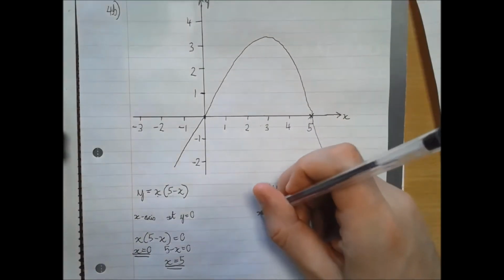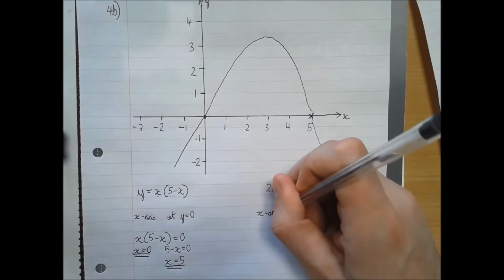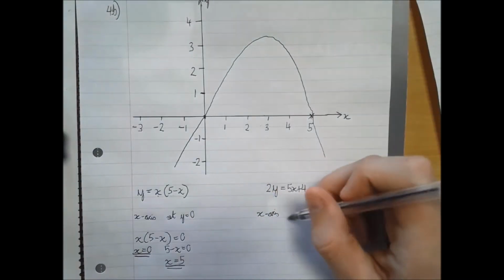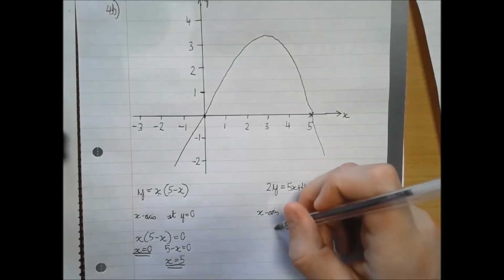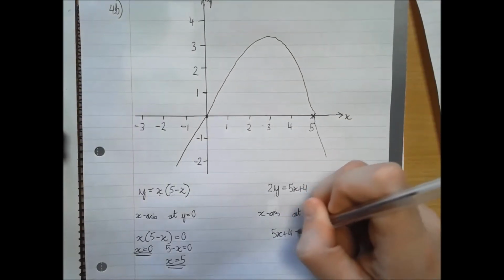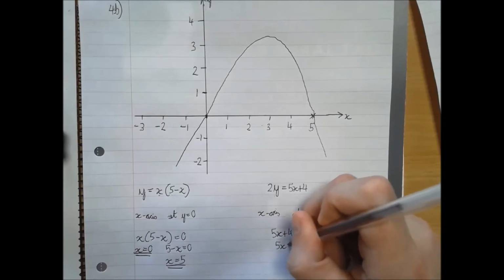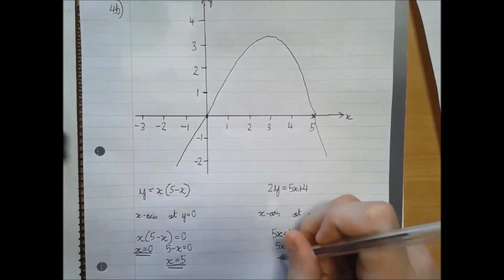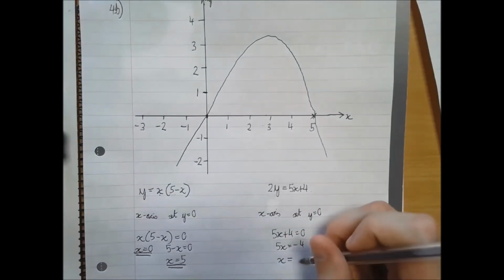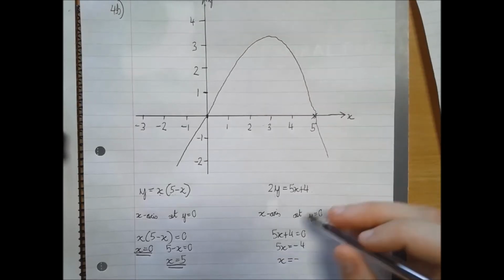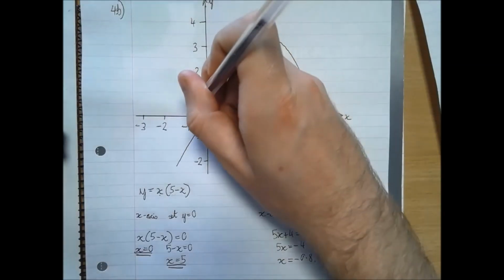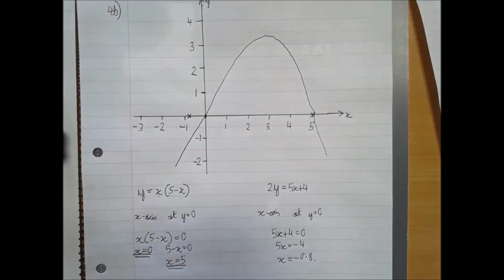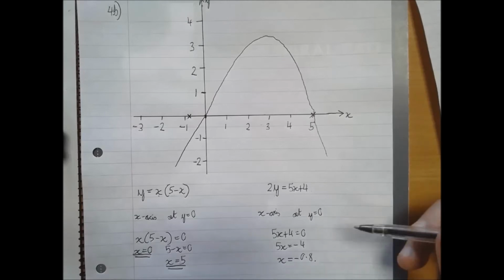Okay, we have a look at this one here. Again, x-axis, so set y to 0. 5x plus 4 equals 0, so 5x equals minus 4. And of course x will equal minus 4 over 5, which is minus 0.8, which is roughly about there. So that's where it's going to cross the x-axis.